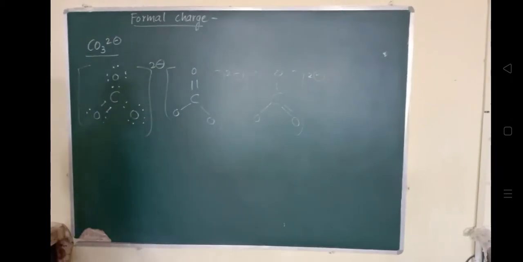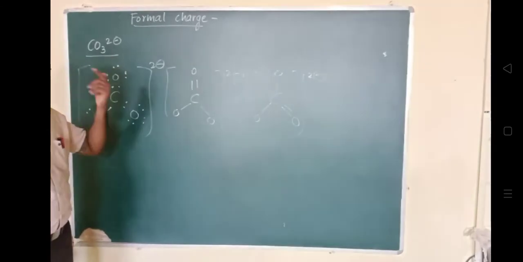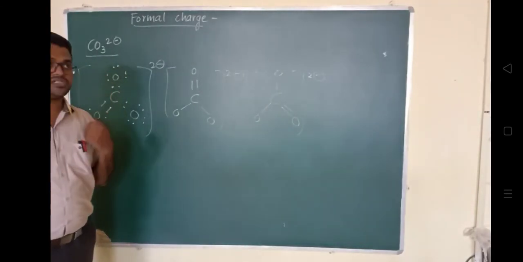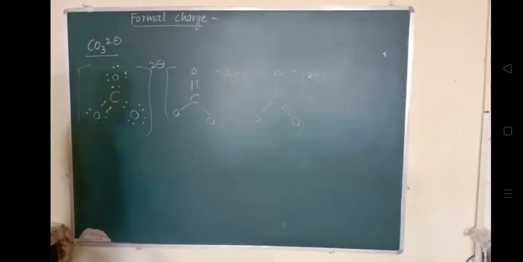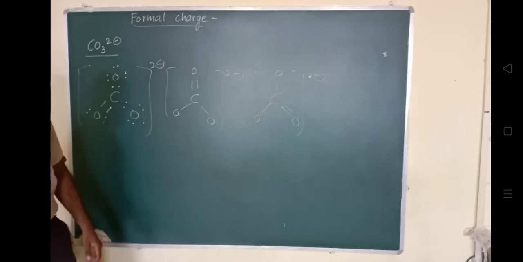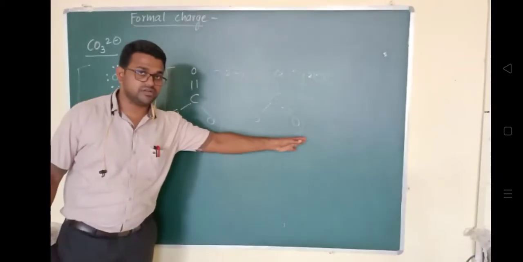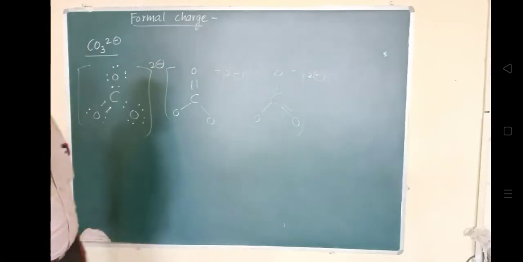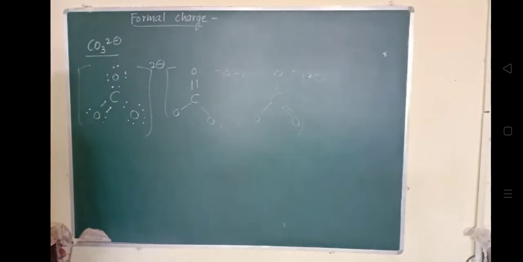Already we have drawn the Lewis structure for CO3 2 minus yesterday. We have understood how it is completing its octet. But what are the possibilities? This double bond we can represent for this oxygen atom, for the upper oxygen atom, for the right side, and for the lower side also we can show oxygen. So these double bonds can be present between carbon and any one of the three oxygen atoms.